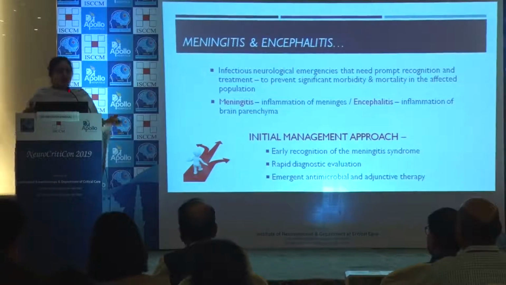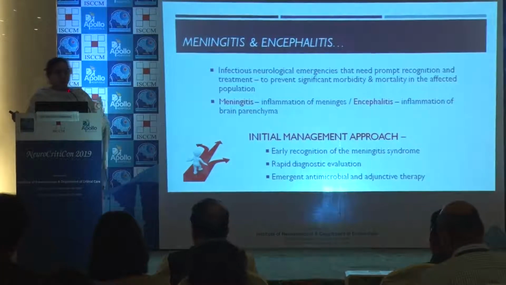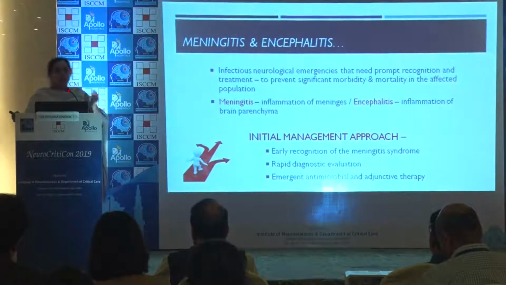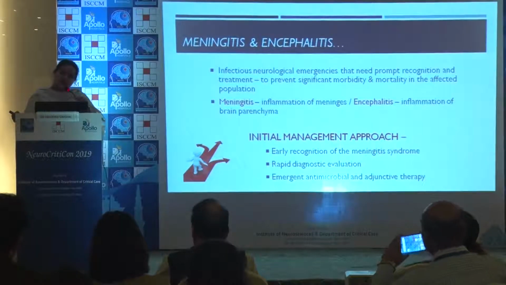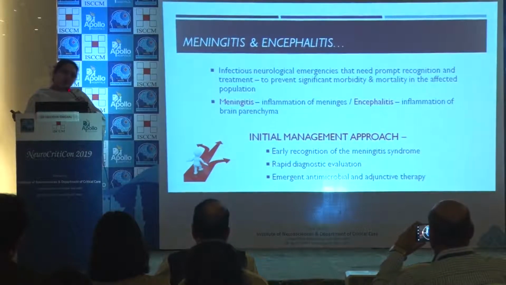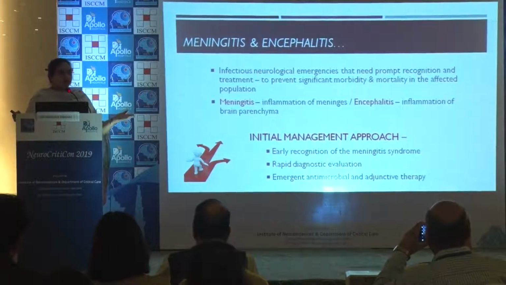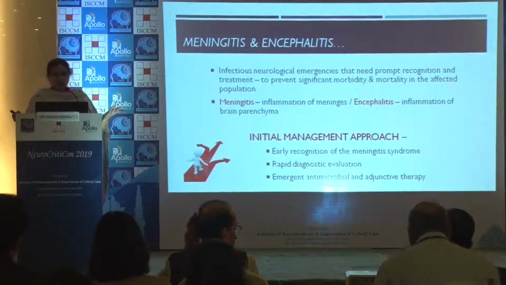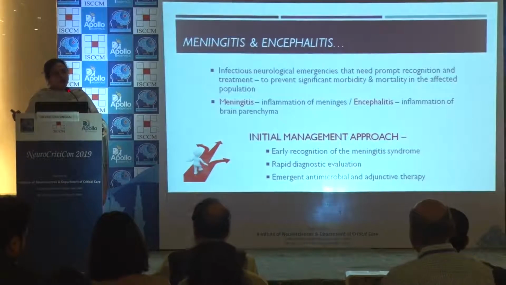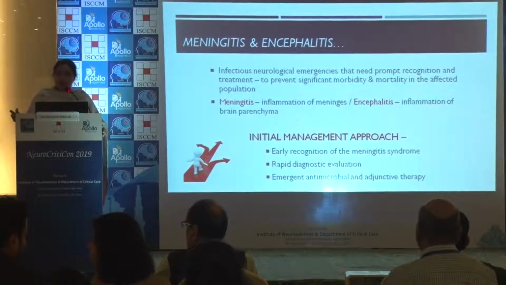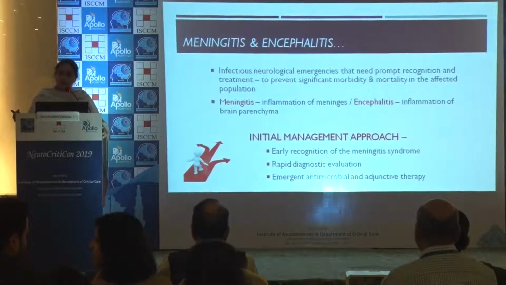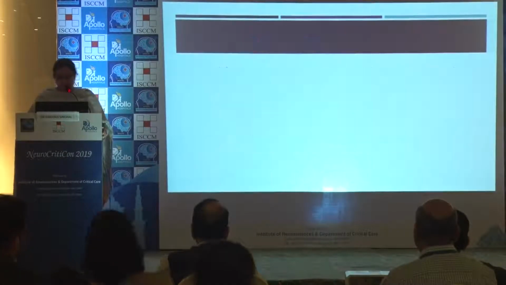So what is meningitis? What is encephalitis? You all know inflammation of meninges is meningitis. Inflammation of brain parenchyma is encephalitis. When you just have meningitis, you'll have symptoms of meningeal irritation, that is headache, fever, stiff neck, etc. But if you have parenchymal involvement, the patient would present to you with seizures, with focal neurological deficits, because the parenchyma of the brain is involved.